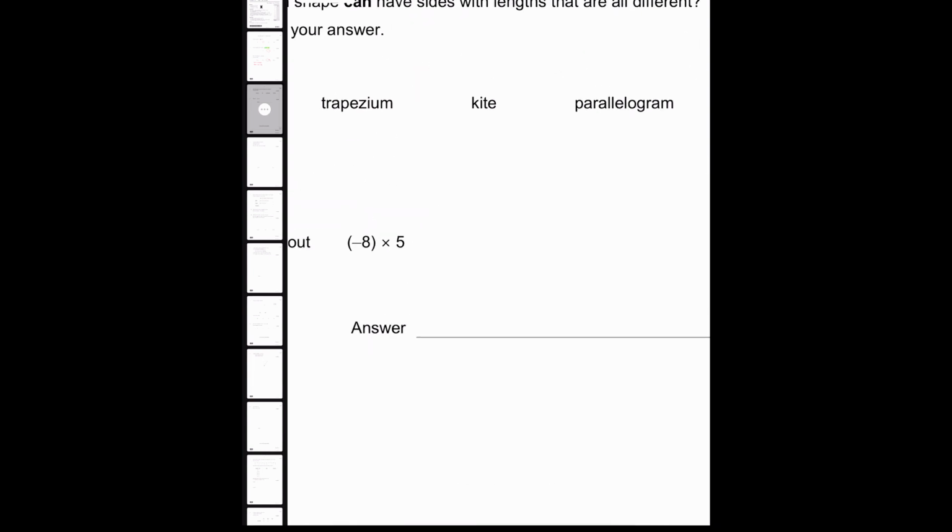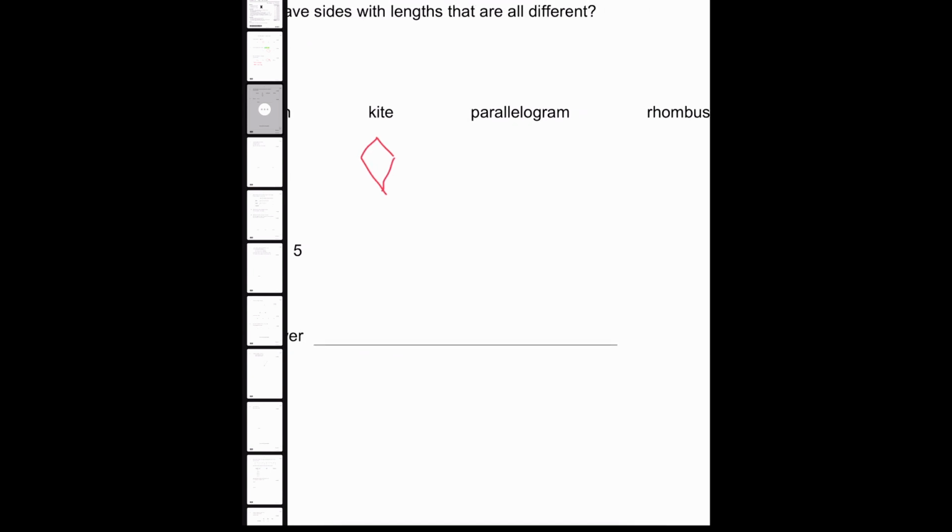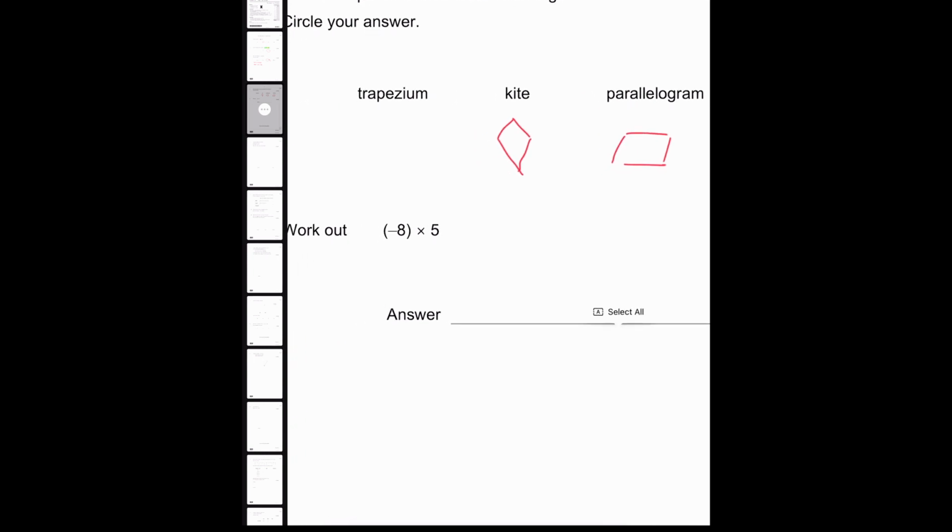Question 4 says which shape can have sides with lengths that are all different. We can use process of elimination to work out the answer here. A kite has 4 sides, with 2 sets of sides that are equal in length. A parallelogram must have opposite sides that are equal. A rhombus has all sides that are equal. That leaves us with our answer, that is a trapezium.